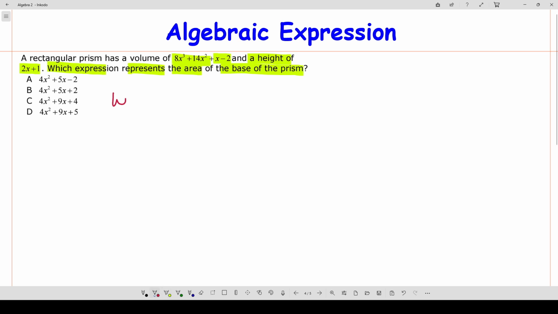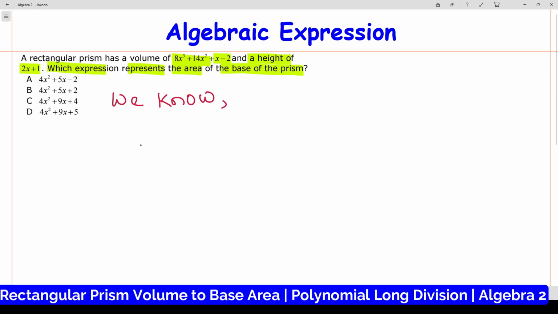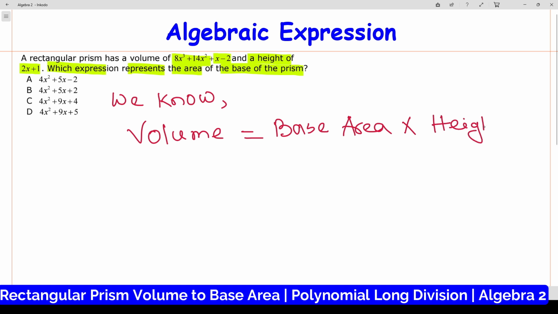So we know volume equals base area times height, right? So here volume equals 8x cubed plus 14x squared plus x minus 2. We have to find out the area.